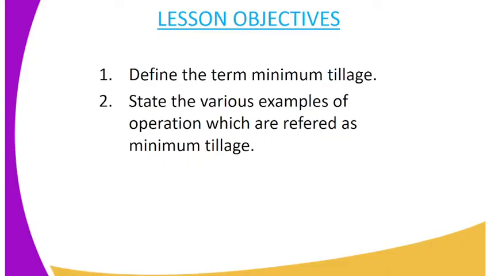Your tutor today is Mr. Wanyoike, an agriculture teacher. In today's lesson, we're in Form 1, Lesson 31, and the topic is Crop Production 1, and the subtopic is Minimum Tillage. On to the lesson objective. By the end of this lesson, you should be able to define the term minimum tillage, and number two, you should be able to state the various examples of operation which are referred to as minimum tillage.